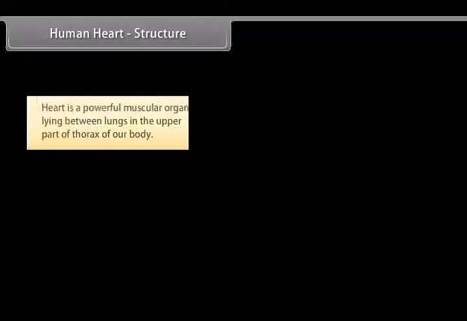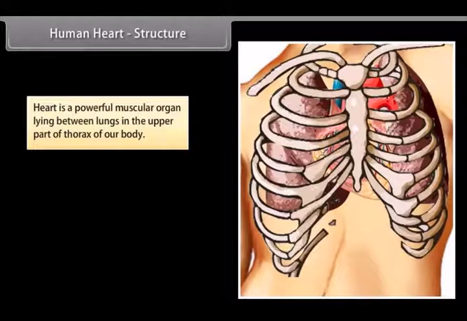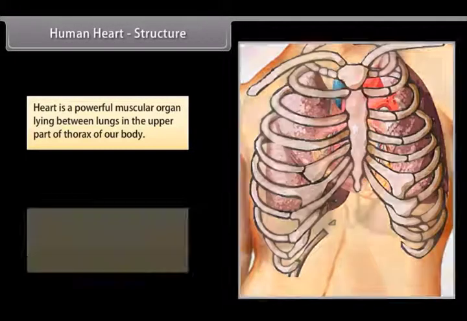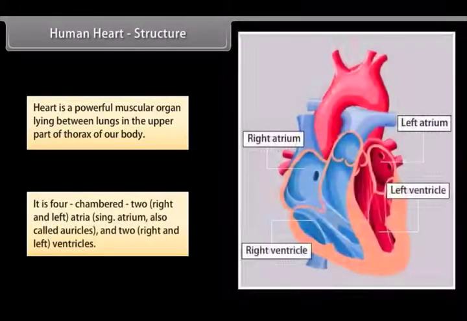Human heart. Structure. Heart is a powerful muscular organ lying between lungs in the upper part of thorax of our body. It is four-chambered: two right and left atria, also called auricles, and two right and left ventricles.